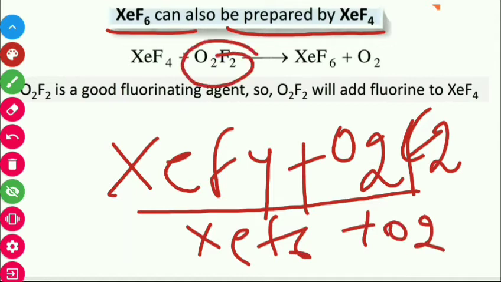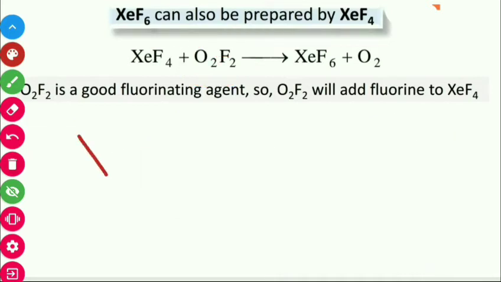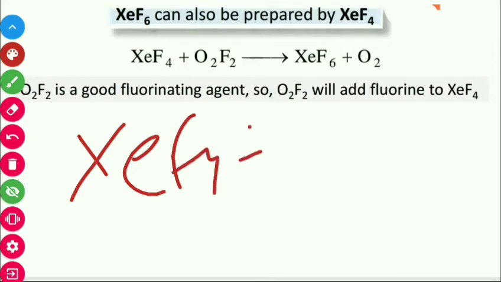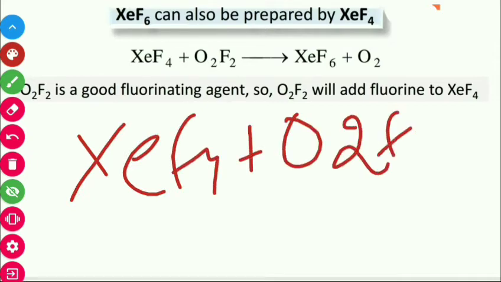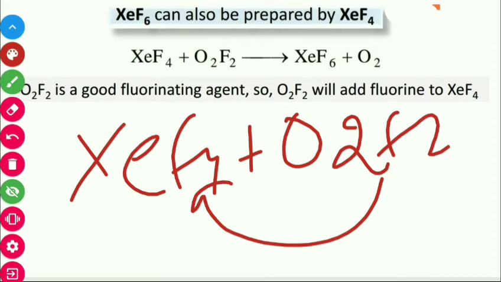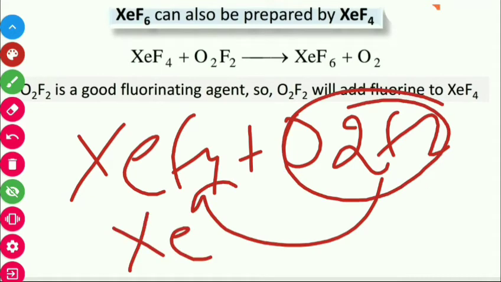What is O2F2? O2F2 is a good fluorinating agent. It's a fluorinating agent, and O2F2 will add fluorine to XeF4, because O2F2 is a fluorinating agent. So XeF6 is formed, plus O2 is released. Understand?